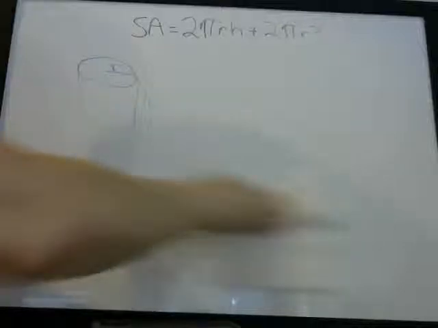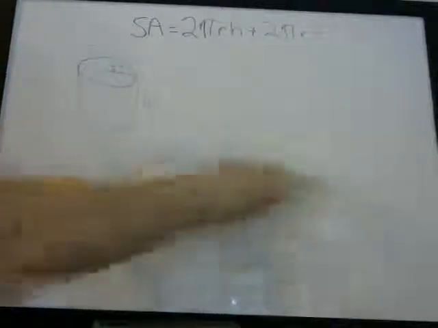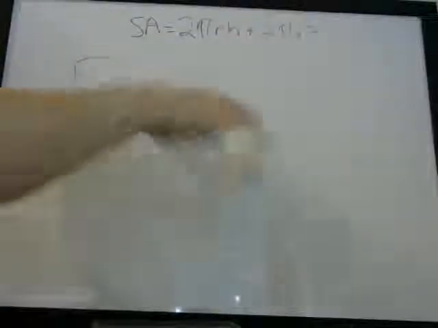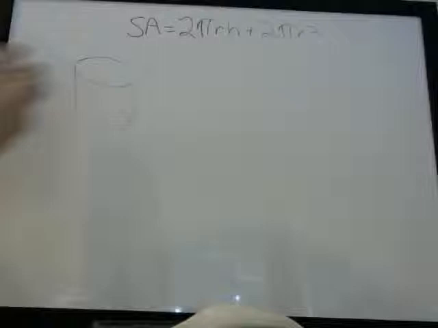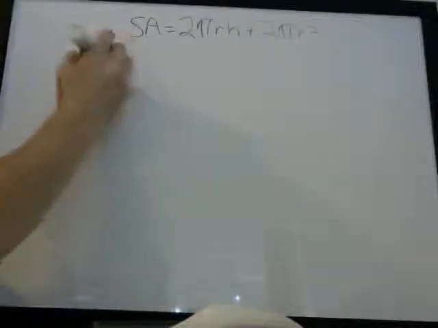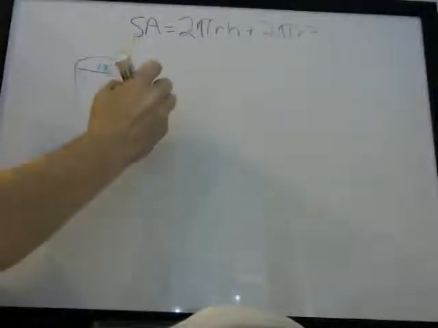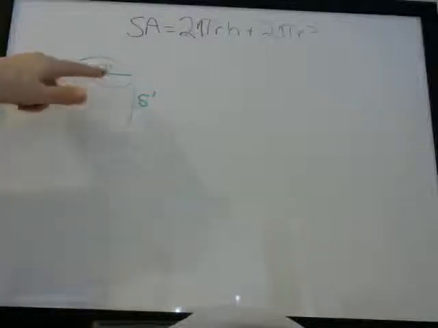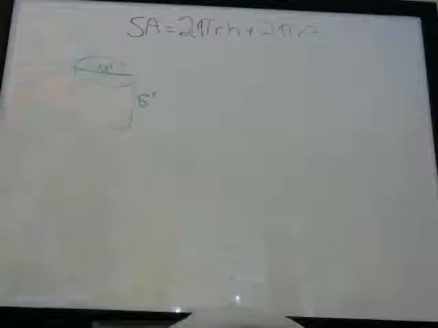So here, let's say the diameter is 12 feet and the height is 5 feet. What is the surface area? Remember, this is how they're going to trick you: they give you the diameter, but you want the radius. The radius is half of the diameter.